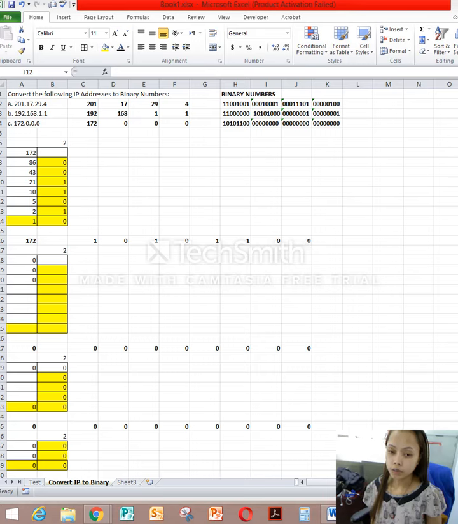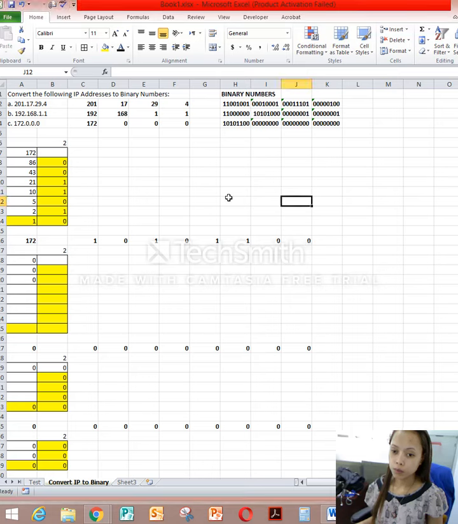So there you go. For procedure number 1, we have successfully converted the following IP addresses to binary numbers. For the first one, we have 201.17.29.4. On the right side, we have placed there the binary numbers for each of 201, 17, 29, and 4. For the letter B, 192.168.1.1, we have placed the binary number on the right side, as well as for the 172.0.0.0. We have answered the binary numbers on the right side too.